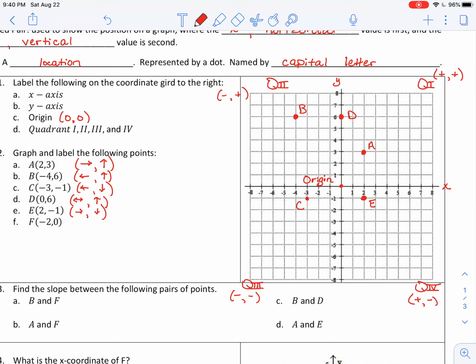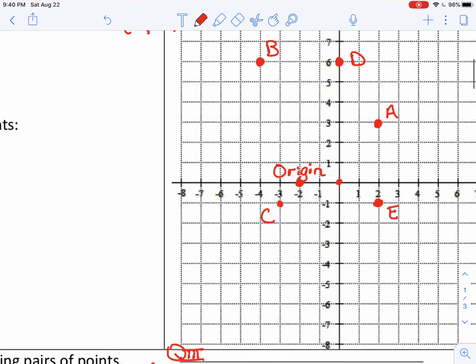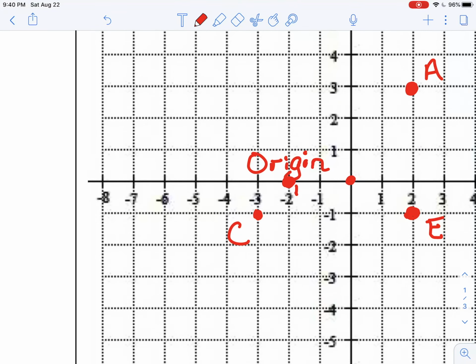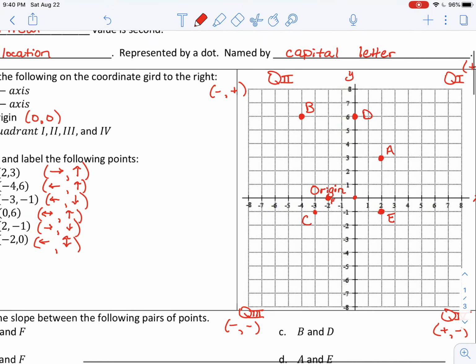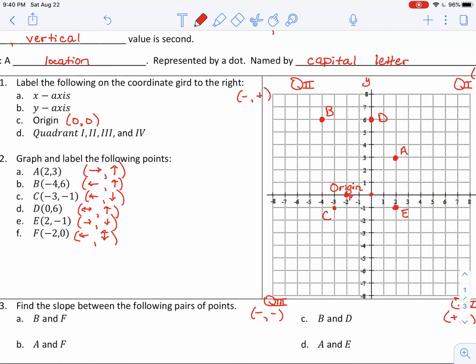We have another 0 on point F, but remember, it's the second number. I just messed that up. The second number is always the up or the down, and I'm saying don't go up or down. So we are going to go left 2, and then we're not going to go up or down. So it's kind of in the way of the origin, so I'll just kind of squeeze it in here. There's point F. So we've got these labeled.